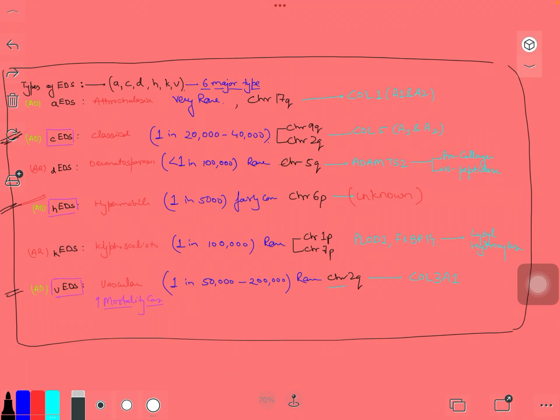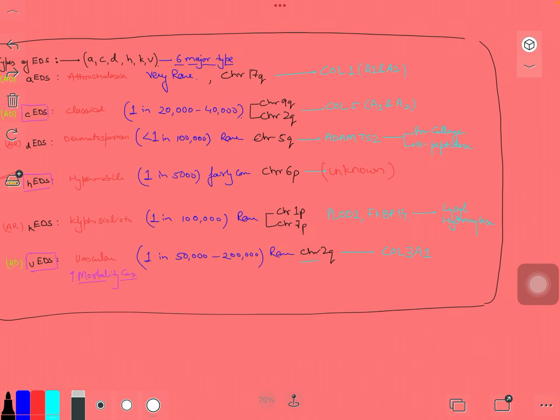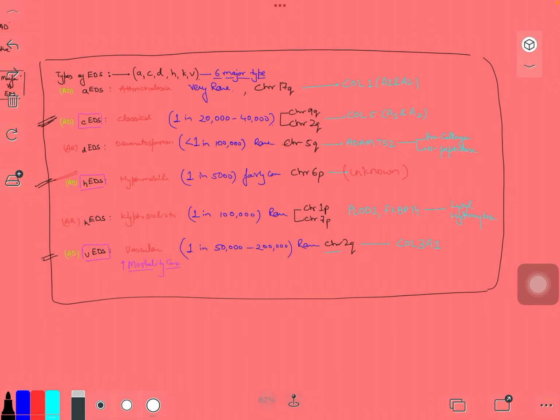See, for the H type it is unknown, so it is nice for us. We don't need to remember so much. At least remember the collagen variants of all the genes: this one, COL1, COL5, and COL3. And for the rest of them, just remember that these are the enzymes which are involved in the processing and the formation of collagen, right? In some other video lecture I'll tell you all about it.